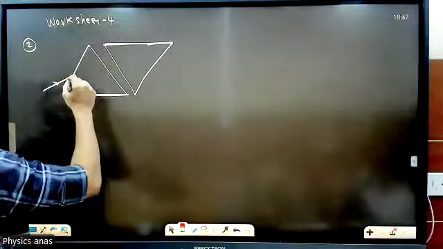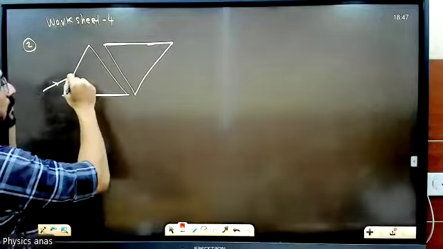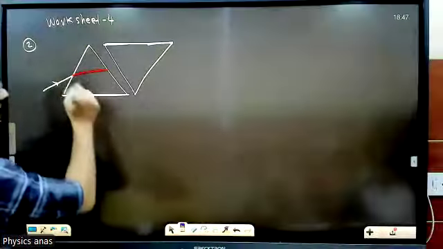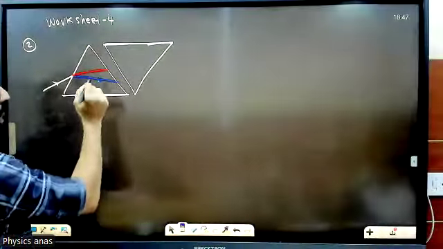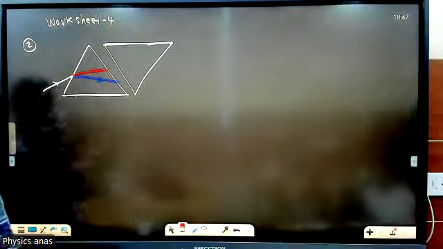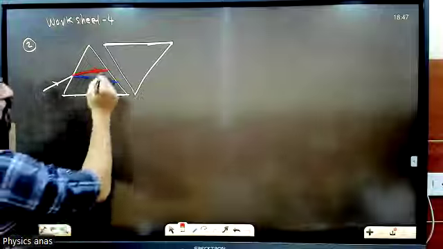I'm just drawing the red color. Red color is split and also the violet one. Then what happens to these colors? They are getting out of the prism.